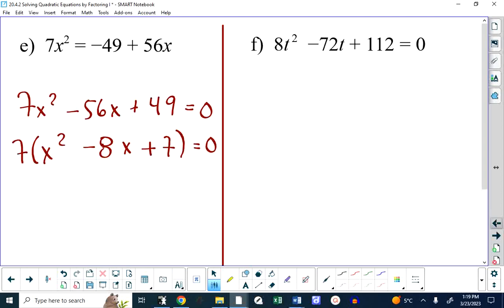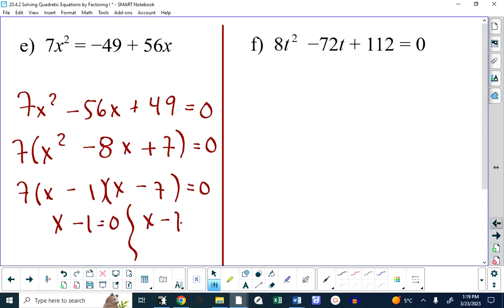So now we ask ourselves, do I have a pair of numbers that multiply to give 7 and add to give negative 8? Well, they both have to be negative. 1 and 7 do the trick. So now I can say x minus 1 equals 0, x minus 7 equals 0, x equals 1, x equals 7.